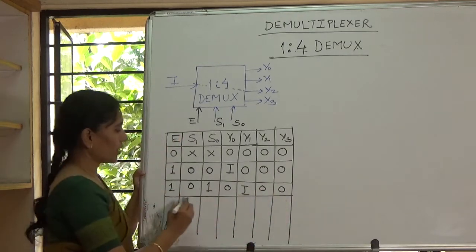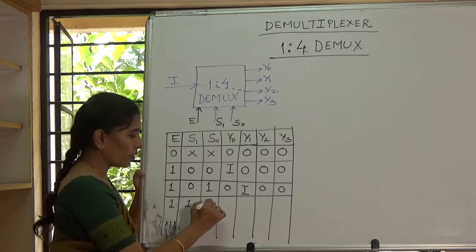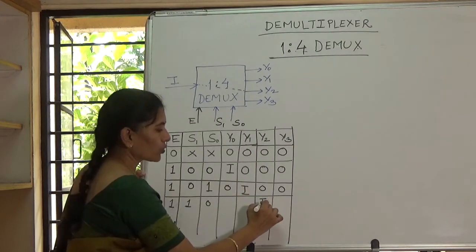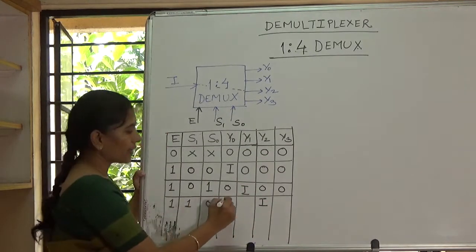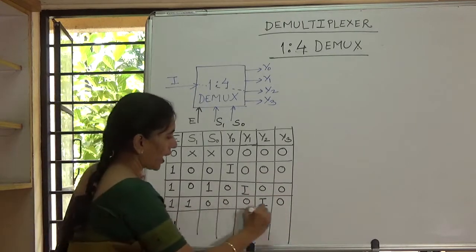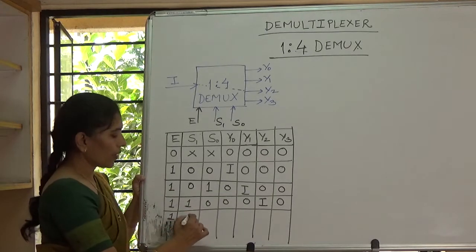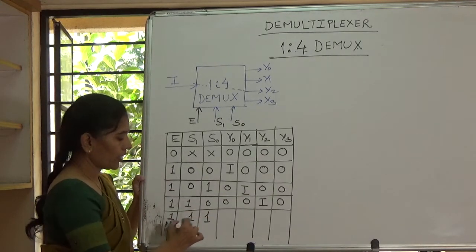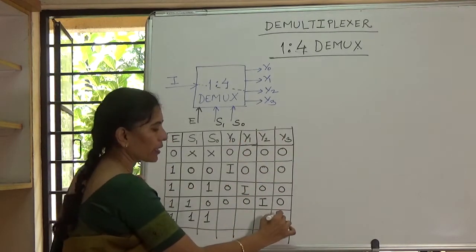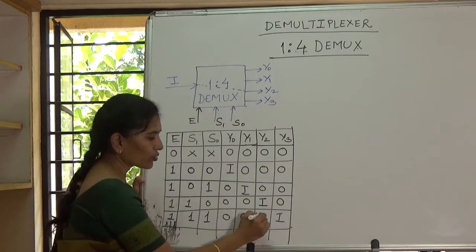For the third combination, that is E is 1 and select inputs are 1 and 0, Y2 will be selected and it will become equal to the input, that is I, and the rest of the outputs will be 0. And finally, if E is 1 and S1, S0 both are 1, 1, then Y3 will be selected and it will become equal to the input I and the rest of the outputs will be a 0.